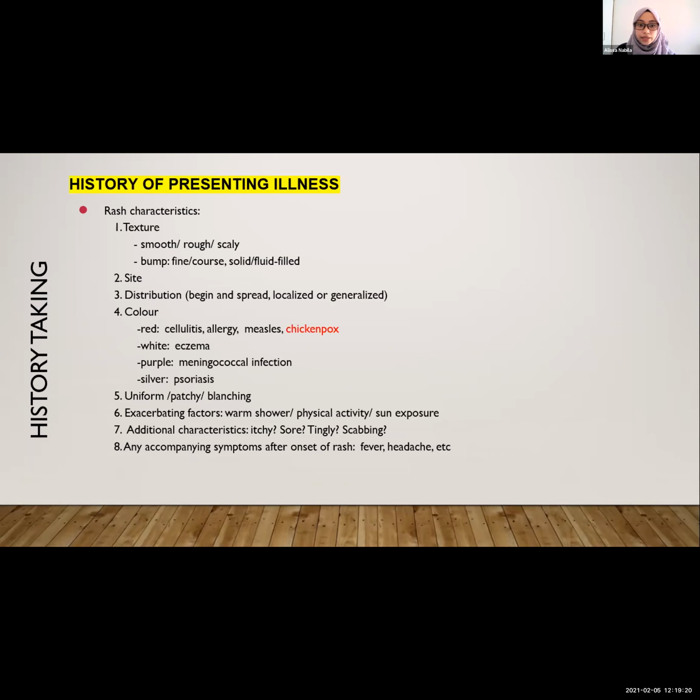And then we have to ask about any accompanying symptoms after the onset of rash, because in some diseases, after the onset of rash, the fever will subside and the patient may feel better. But for chickenpox, the patient will have prolonged symptoms of fever, and after the onset of rash it will continue for about 3 to 4 days, and only then does it subside because the new lesions have ceased.